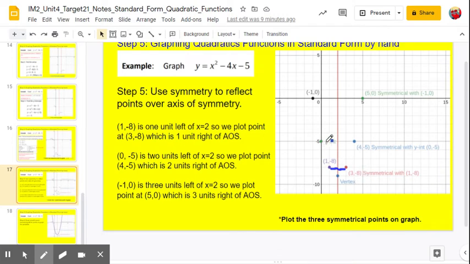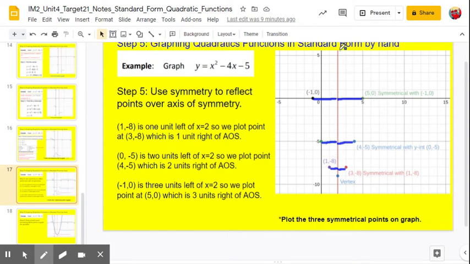Look at my y-intercept, the green point (0, -5). It's 2 away from the axis of symmetry, 2 to the left. So we're going to go 2 to the right. Boom, there's the point (4, -5). Then finally, our (-1, 0) is 3 units to the left of the line of symmetry. So we're going to go 3 units to the right of the axis of symmetry to get (5, 0).